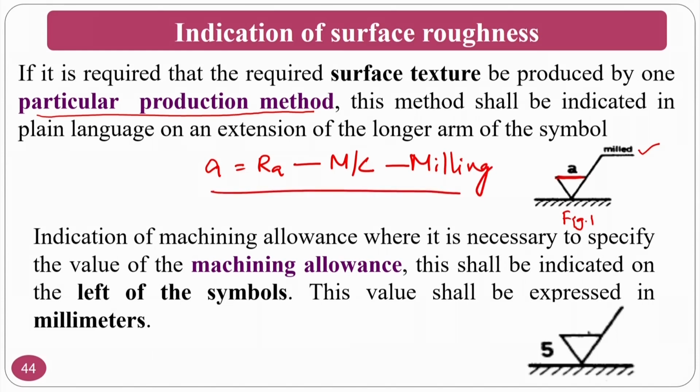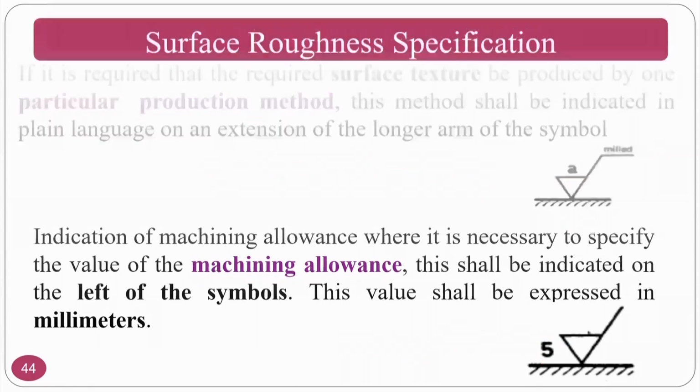Then the machining allowances. Where it is necessary to specify the value of the machining allowance, this shall be indicated at the left of the symbol. This is called the machining allowance. Okay, what are the allowances that you have to give? That can be represented at the left side of the symbol.